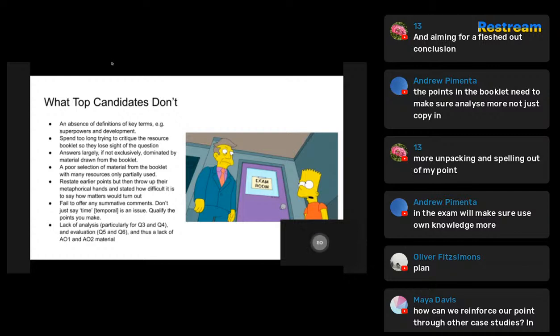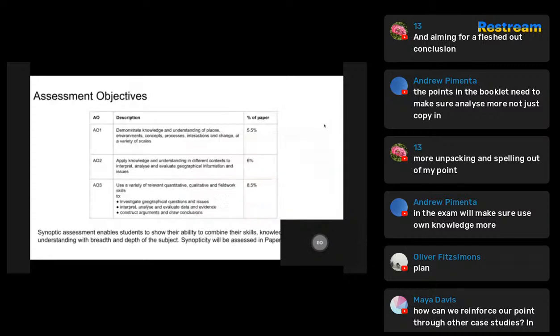So, lack of analysis, particularly for questions 3 and 4. These are the shorter questions, the 8-mark questions. Questions 5 and 6, which are the longer questions, the 18 and 24 markers, and thus lack of AO1 and AO2 material. So I've already gone over the assessment objectives, but don't worry, I will go over them again with you very shortly. So hopefully now you've got a much better idea what to do in the exam. Please, please make sure that in your answers you are bringing in your own points of view, you're writing well-structured paragraphs, you're not making blanket statements over things. Make sure that you are building in that detail into your answer.